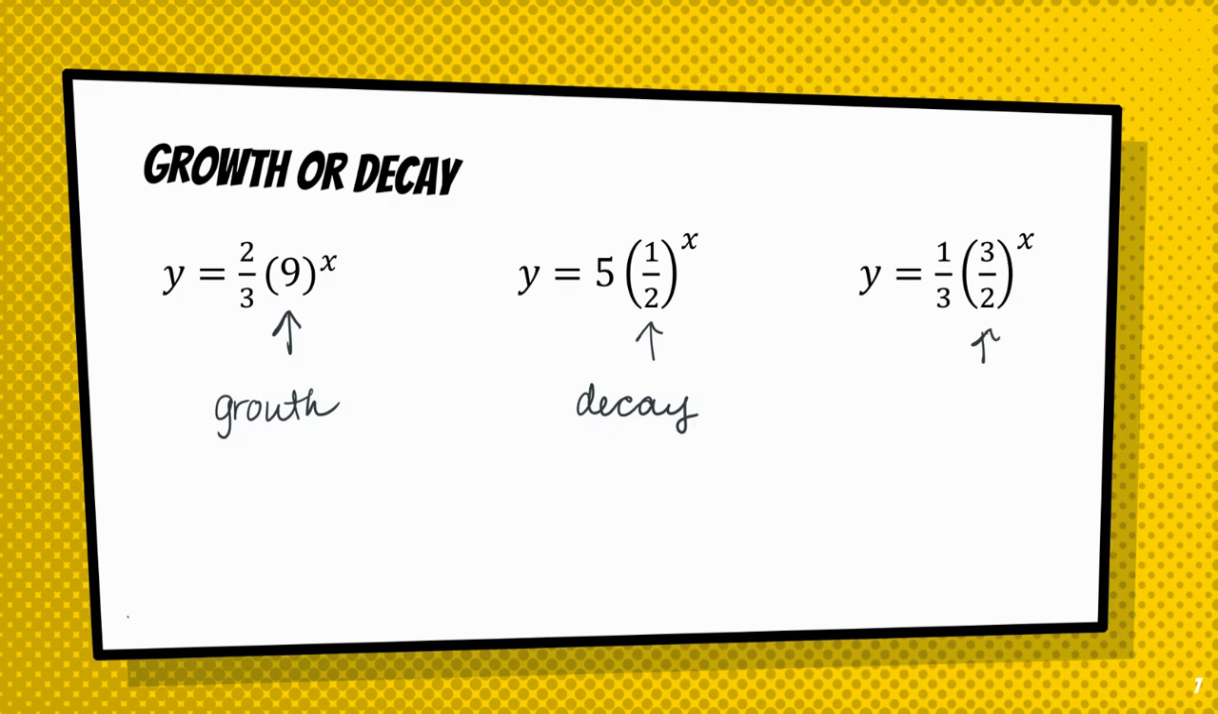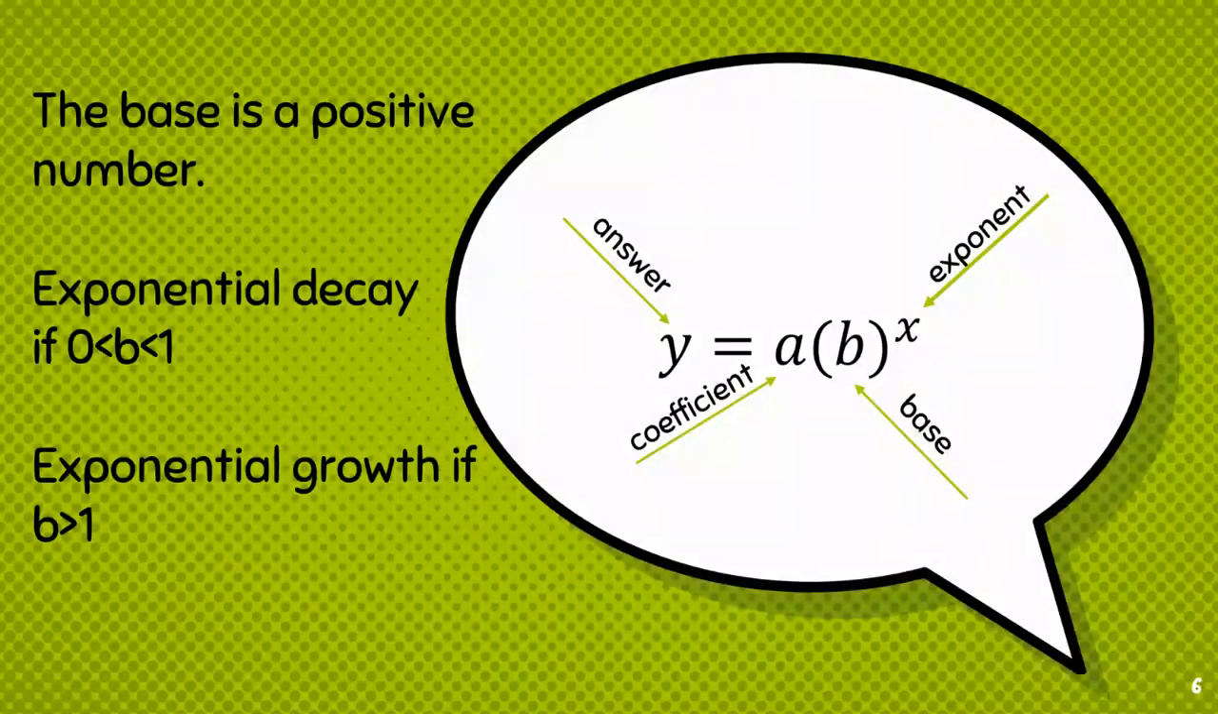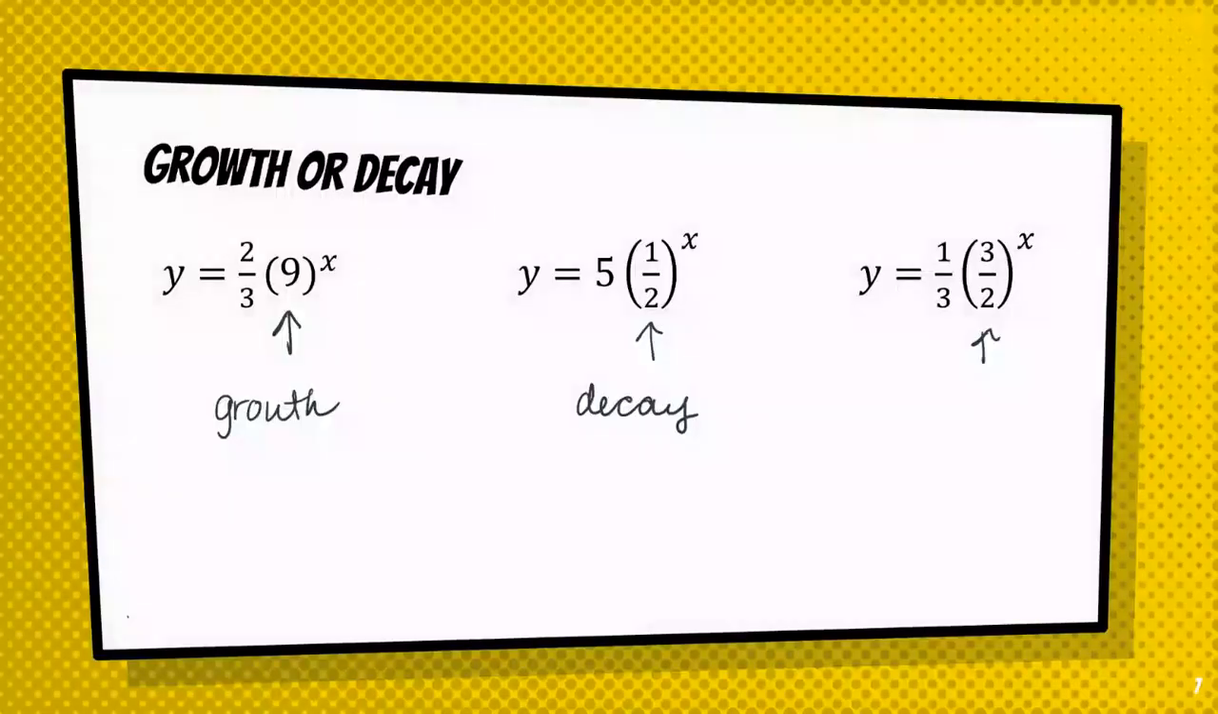And then 3/2. I put this one in here because you shouldn't get distracted by the fact that every fraction must be decay, because it's not. 3/2 is actually larger than 1. Therefore, this is also a growth function. Okay, so be really careful. It's about 1. If the number is less than 1, it's decay. Bigger than 1, it's growth. Don't get distracted by the fact that it might or might not be a fraction.